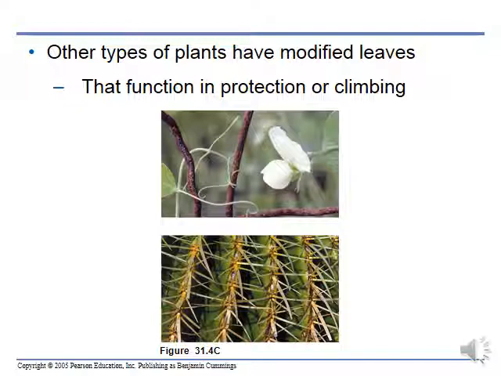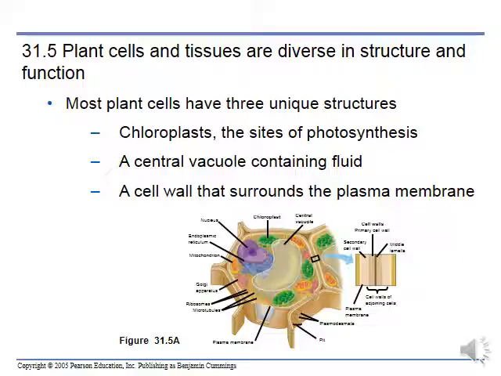You can also modify a stem to act like a tendril, like a grapevine. The tendril there is actually a modified stem, not a modified leaf.